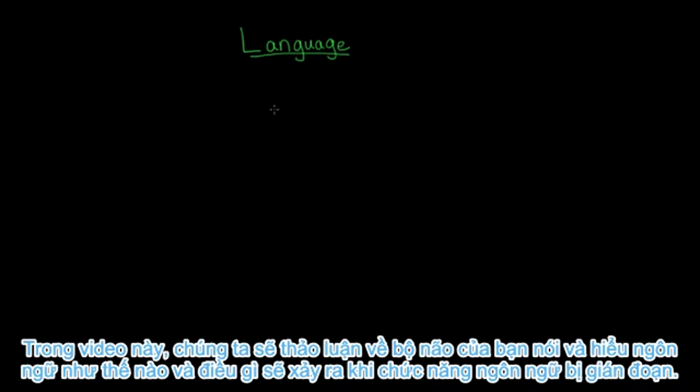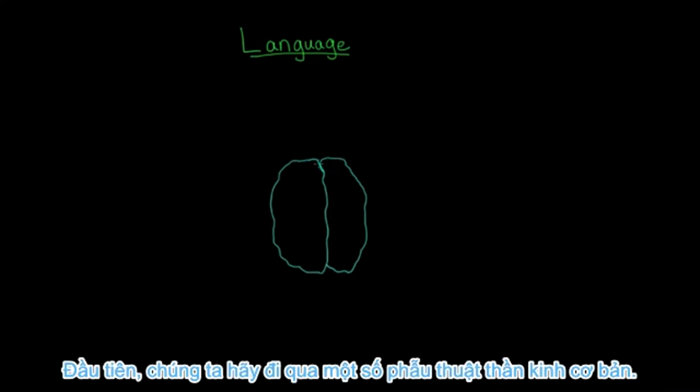You may perceive language as one big function the brain performs. Interestingly, though, it's divided into a lot of sub-functions. In this video, we'll discuss how your brain speaks and understands language and what happens when those functions are disrupted. First, let's go over some basic neuroanatomy.